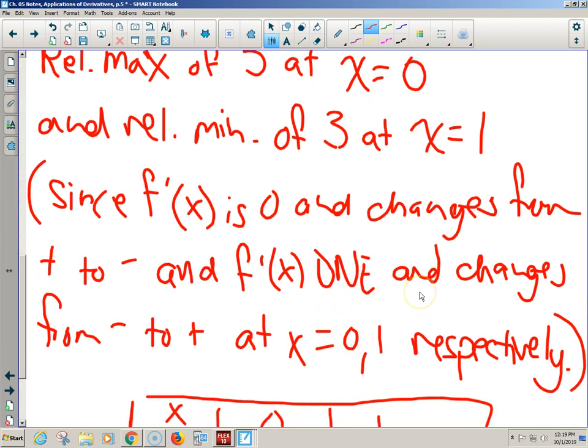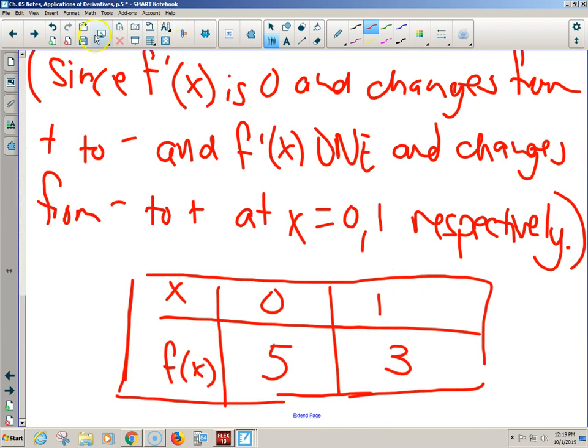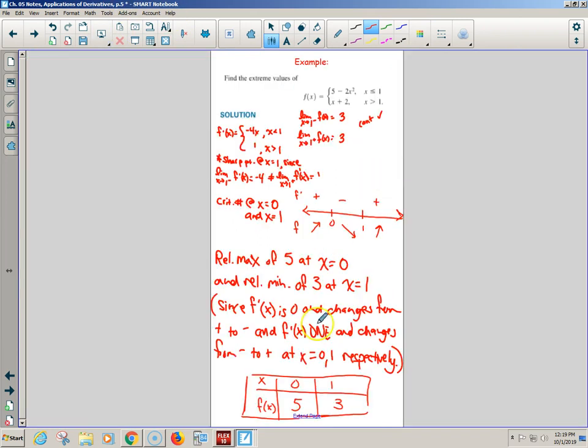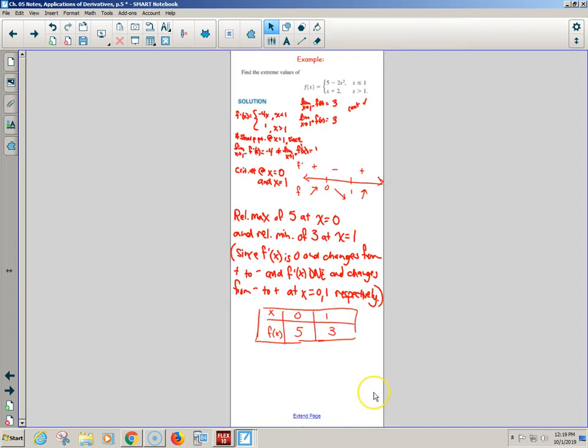Anyway, but then why do I have a table down here? To show me testing the critical numbers, but wait a minute, I thought we were supposed to test critical numbers and endpoints. Well, wait a minute, I test critical numbers and endpoints. I don't have endpoints. So what does that mean?